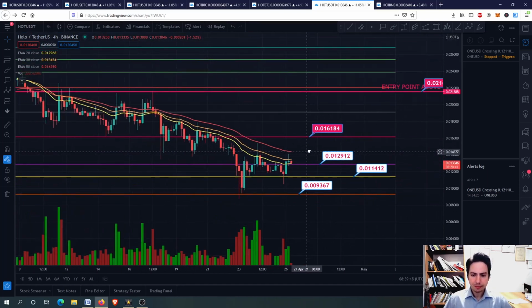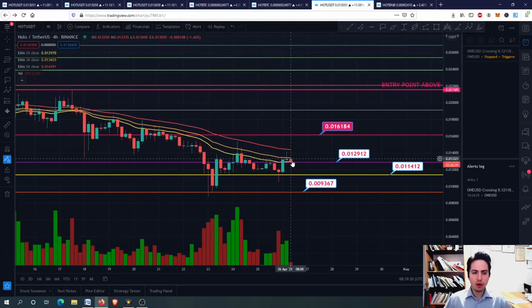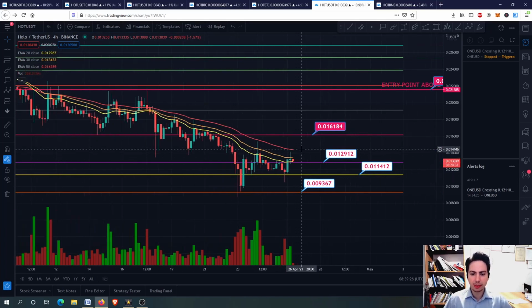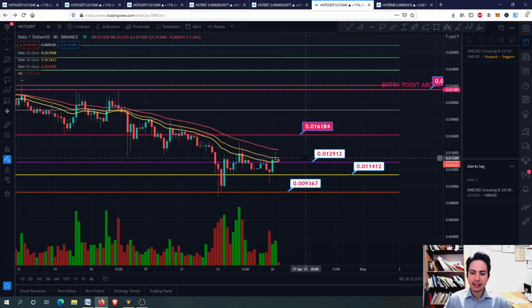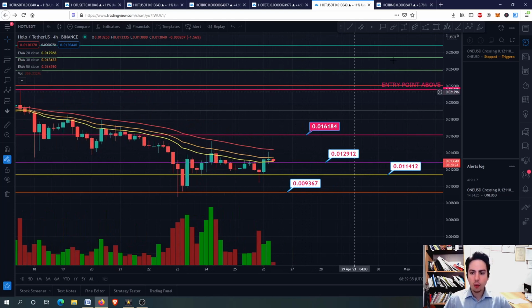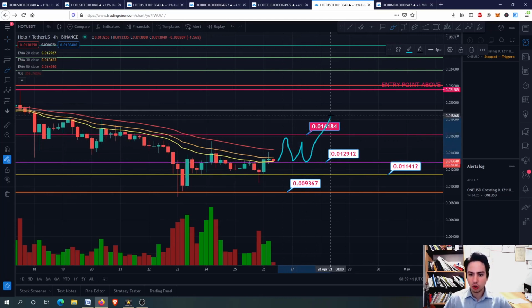So therefore I'm expecting Holochain to go a little bit beyond if it doesn't follow the trend, because right now the whole market is going up and Holochain is staying a little bit behind, is lagging a little bit. So what I want to see from Holochain is bouncing between those levels, 0.013 and 0.016, then going above.